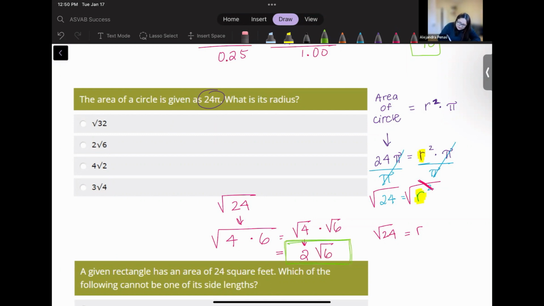This is what we call a simplified radical. So you don't simplify the 6. Well, you can't. There are no factors of 6 that are perfect squares, because the only way to get to 6 is 2 times 3, and 2 is not a perfect square and 3 is not a perfect square. Got it.